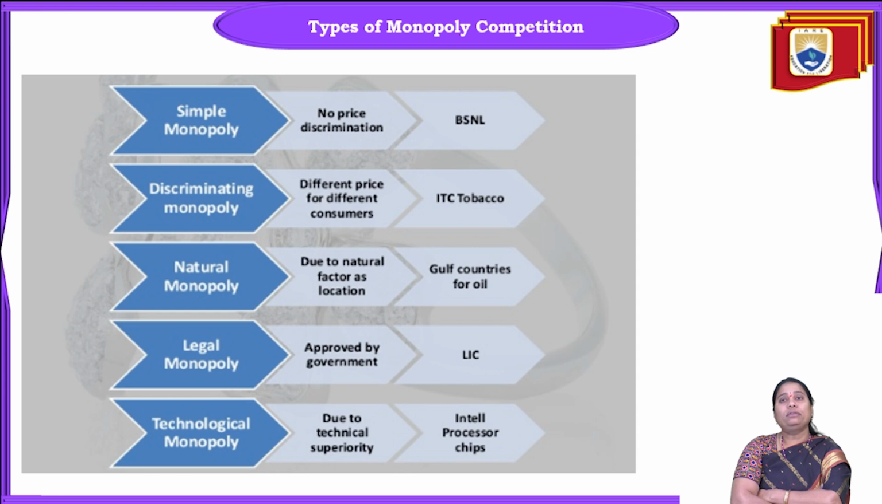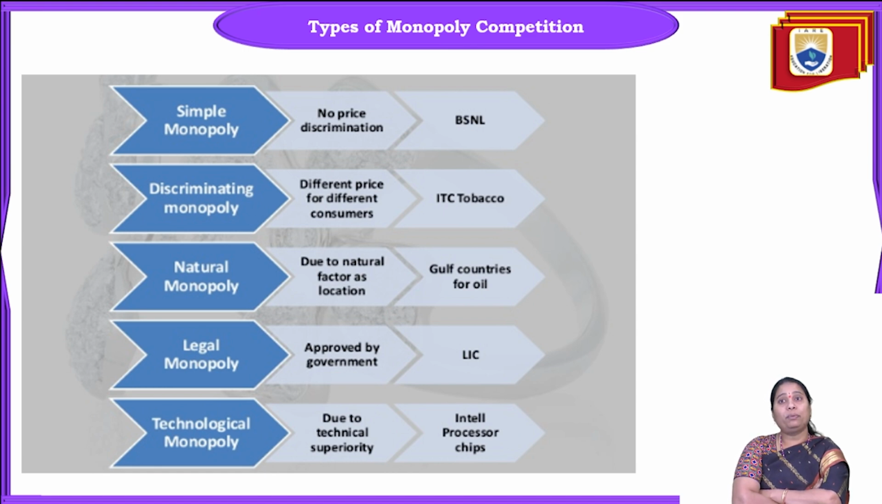These are some examples of the types of monopoly. Simple monopoly has no price discrimination, but only one government sector provides the telecom service, that is BSNL. Discriminating monopoly charges different prices for different consumers, like ITC tobacco. Natural monopoly arises due to natural factors such as location. For example, the Gulf countries for oil, where petrol is naturally available. So that's why it is a natural monopoly.